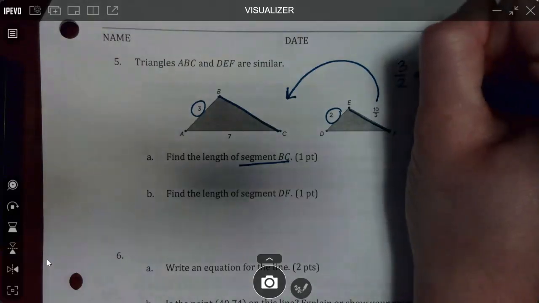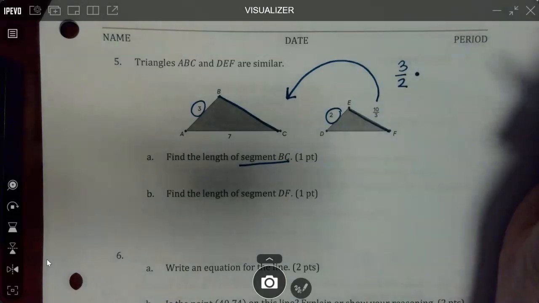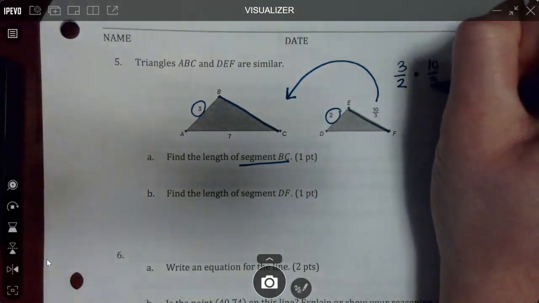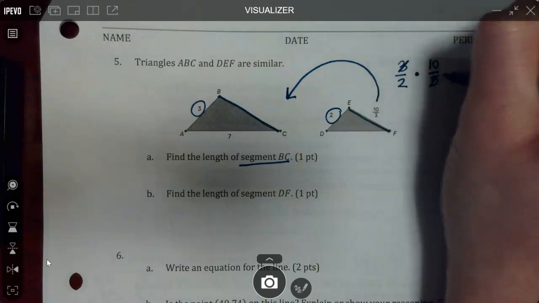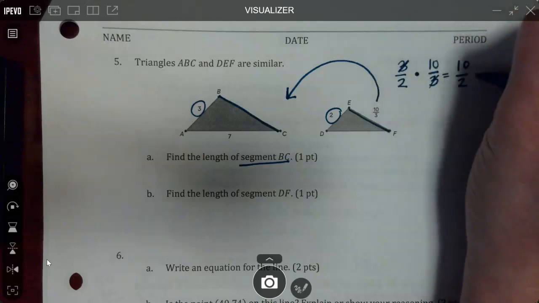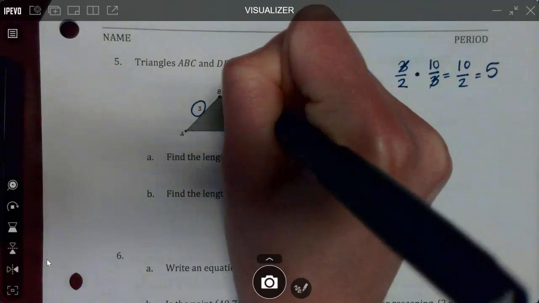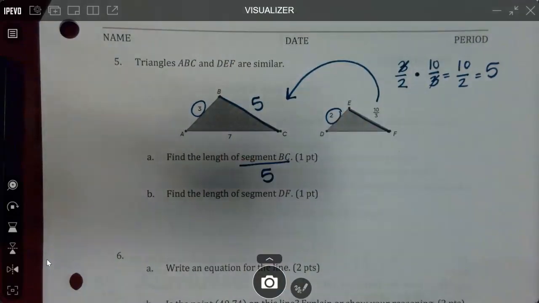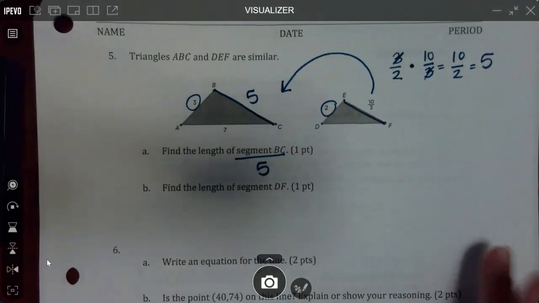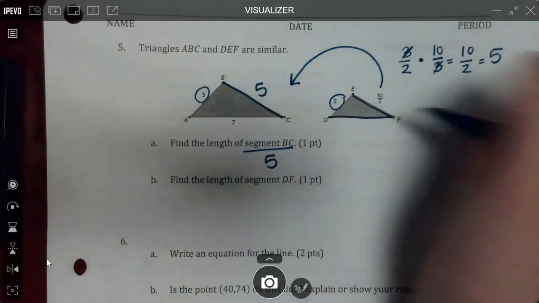I need to multiply that because scale factors are multiples by 10 over 3. Well, I know that the 3's cancel out, so now I have 10 over 2, which is the same as 5. This distance is 5. Alright, then I need to figure out what is this distance, D to F.